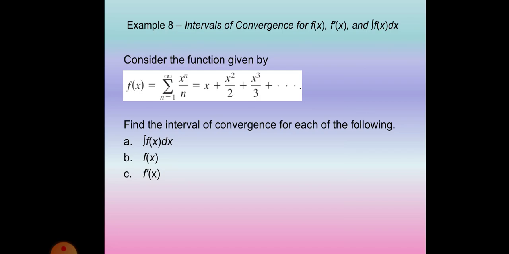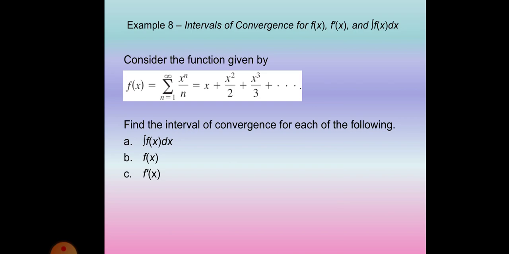So we consider the function given by f of x, the summation of x raised to n all over n, as n is equal to 1 approaches infinity. So we have x plus x squared all over 2 plus x cubed all over 3, and so on. Find the interval of convergence for each of the following.